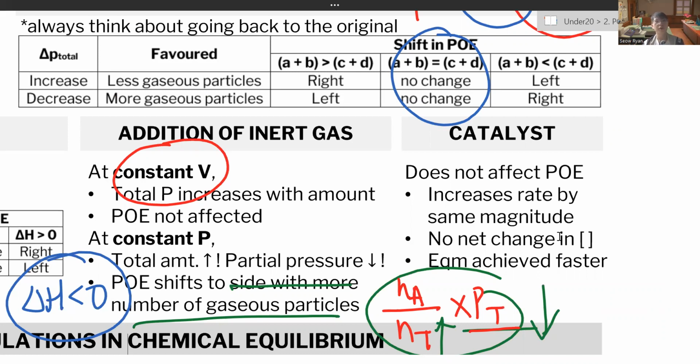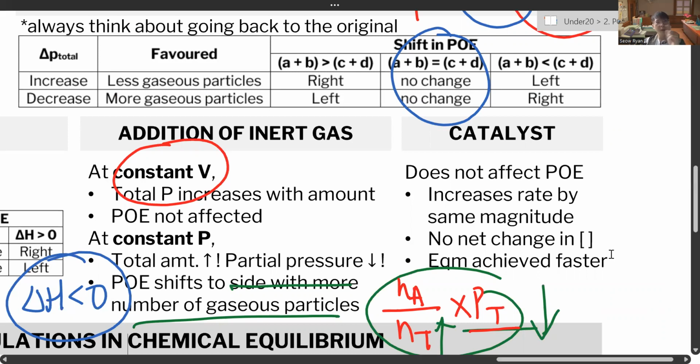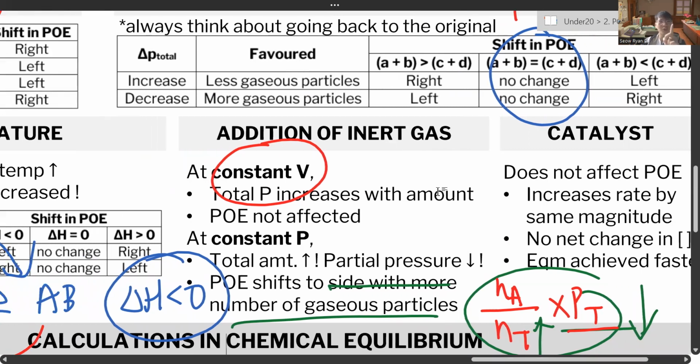the position of equilibrium. But what changes is that the equilibrium is achieved faster. Right? I mean, this is assuming that it's not already at equilibrium. If it's already at equilibrium, then yeah, there'll be no net change.